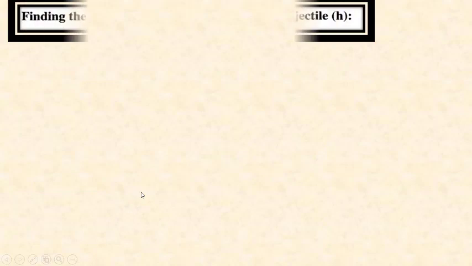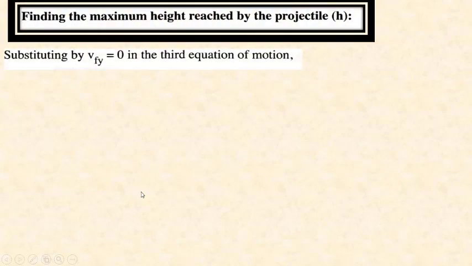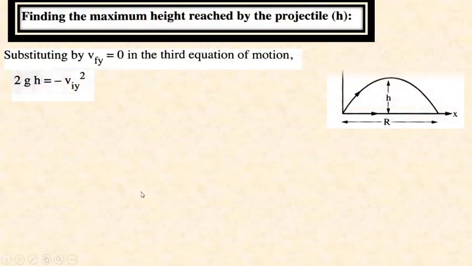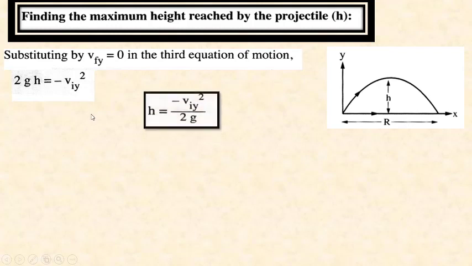How to get the maximum height reached by the projectile? Look at this, I have to get this maximum height by using the third equation of motion. As you know, at maximum height vf equals 0, so 2gh will be equal to negative viy square. So height equals negative viy square over 2g.